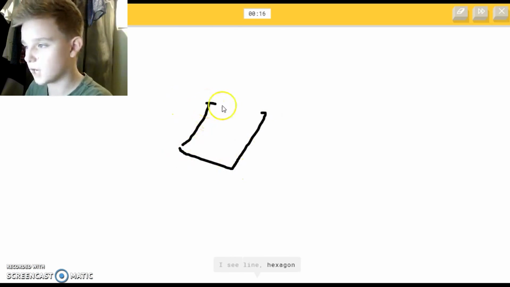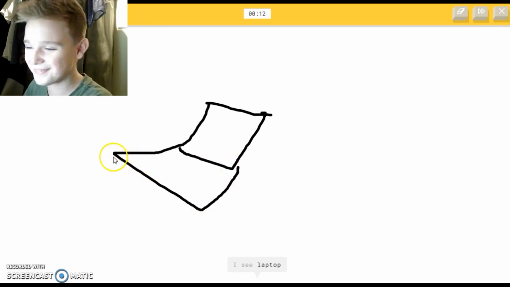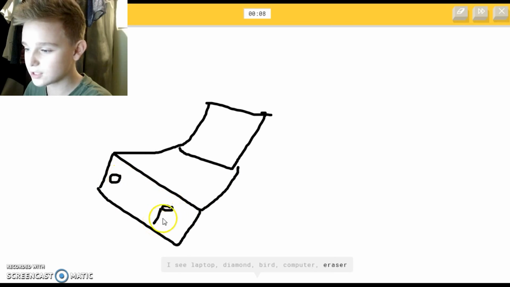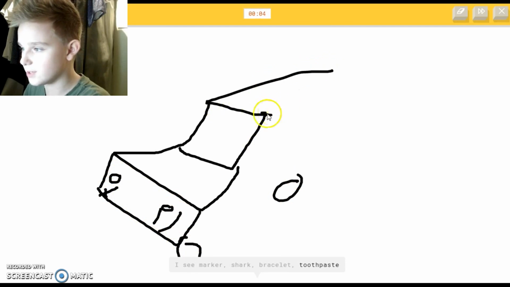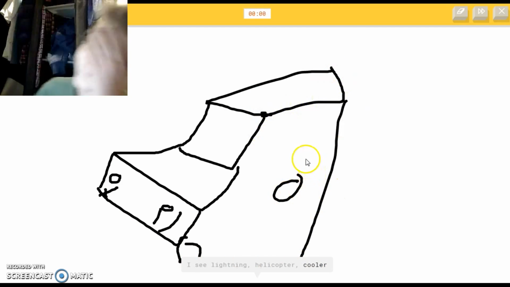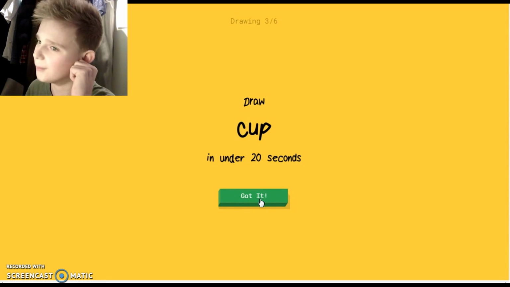Ambulance. Okay, I know. I see line. Or hexagon. No. Or elbow. Oh, crap. I see laptop. Or diamond. Or bird. Or computer. Light. Or eraser. I see marker. Or shark. Or bracelet. Oh, this is the windscreen. Or toothpaste. I see lightning. Oh, no. Oh, or helicopter. Or cooler. Or dishwasher. Sorry, I couldn't guess it. I didn't know if you guys even knew what I was drawing then.